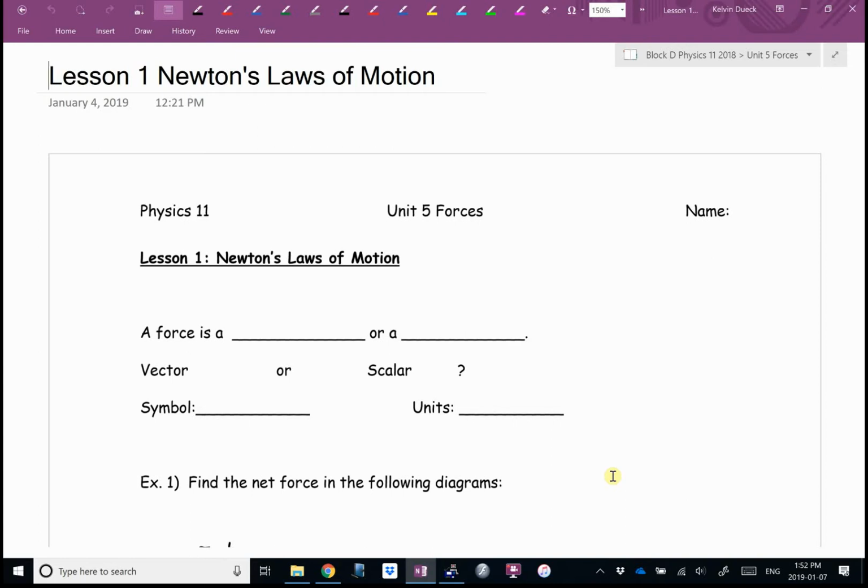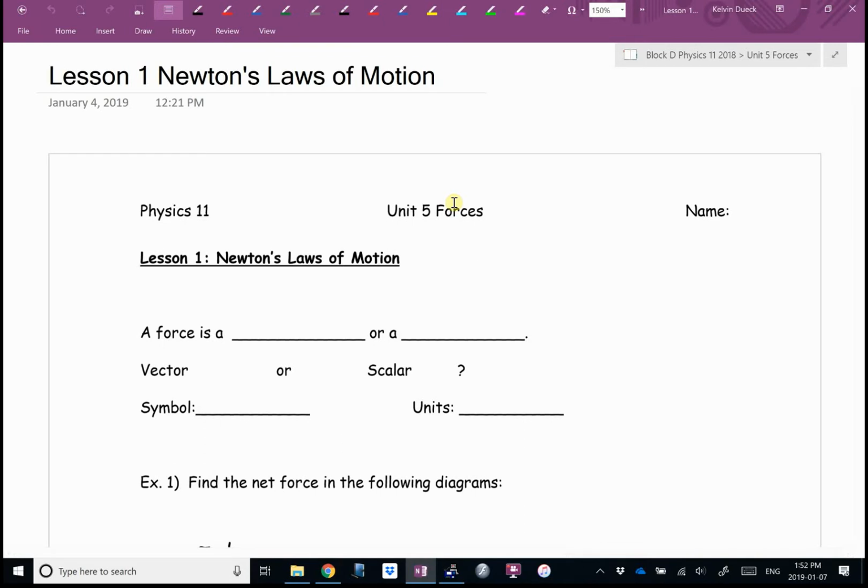Kinematics is the study of how things move. This unit is going to be the study of why things move. See the difference? Why do things move? Because of forces. The fancy word is dynamics, but forces. So that's why it says in the headings, Unit 5, forces. And it all starts with Sir Isaac Newton.